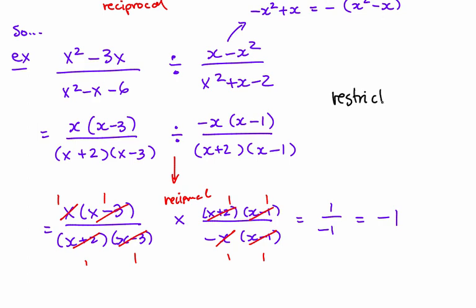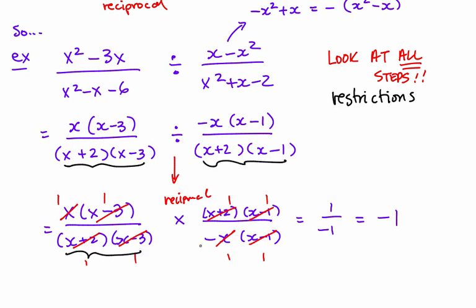Let's not forget putting down any restrictions. I have to look at all steps, because any step where I have the possibility of division by 0 is a problem. So this step here, this step here, this step here, and this step here. Anytime that there is a possibility that the denominator is equal to 0, I could have a problem.